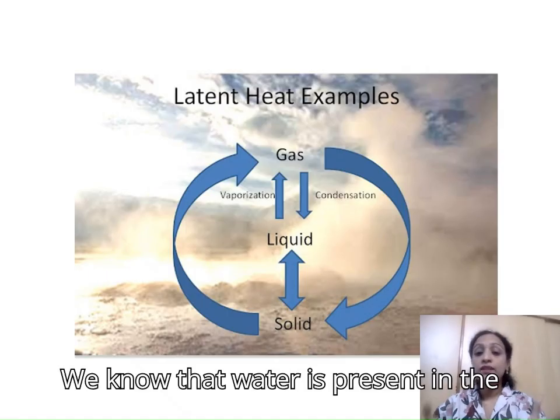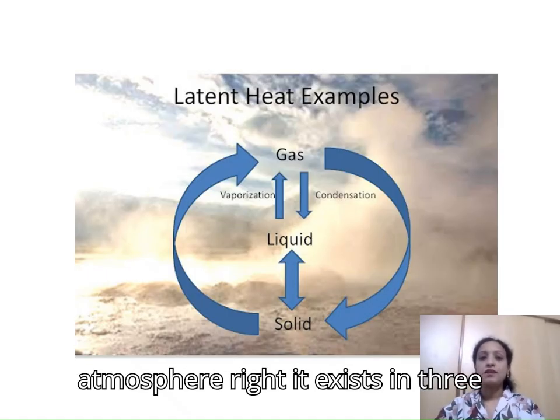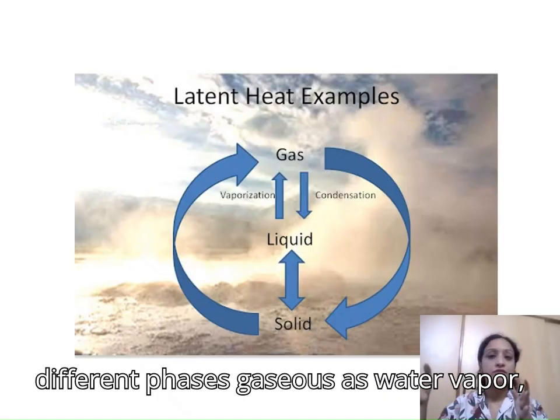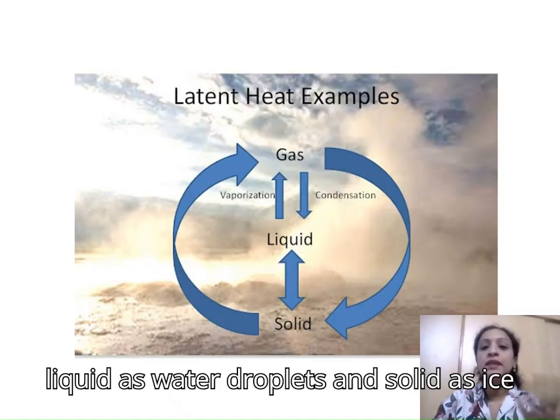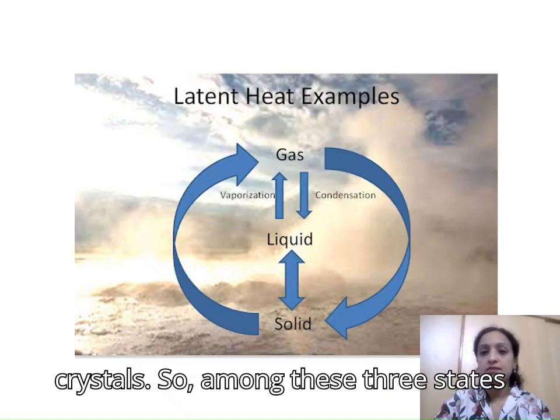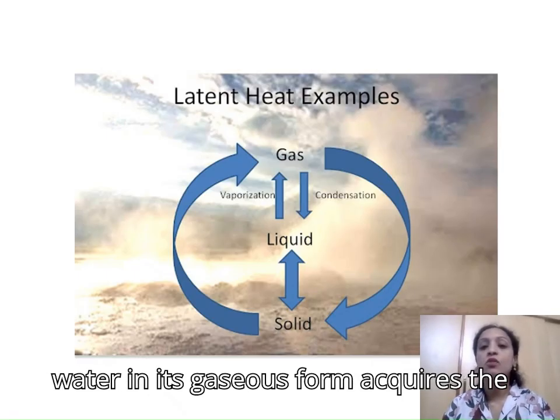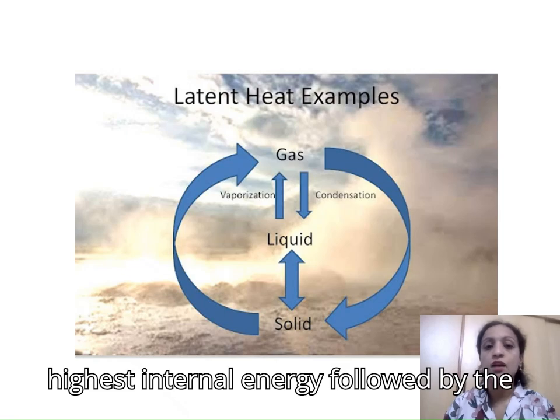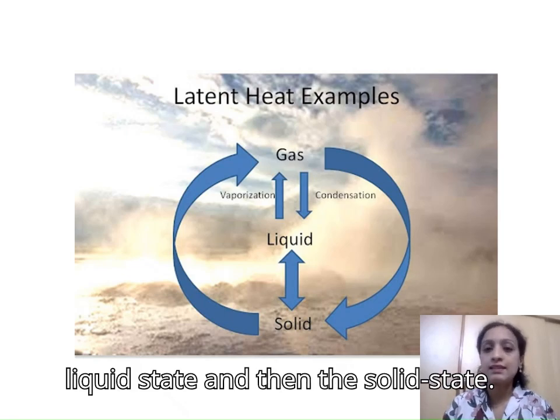Okay, so we know that water is present in the atmosphere, right? It exists in three different phases: gaseous as water vapor, liquid as water droplets, and solid as ice crystals. So among these three states, water in its gaseous form has the highest internal energy, followed by the liquid state and then the solid state.